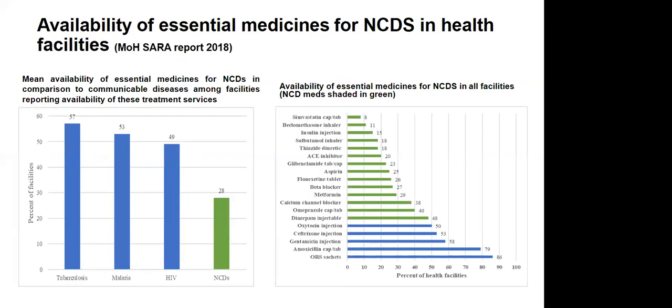So we also looked at availability of essential medicines. 54% of all facilities reported providing them. We also looked at the mean availability of essential medicines for NCDs compared to other conditions. You can see that TB, malaria, and HIV are doing quite well, but for NCDs it's actually less than 30%. And this is the national average for the facilities that stock those medications.